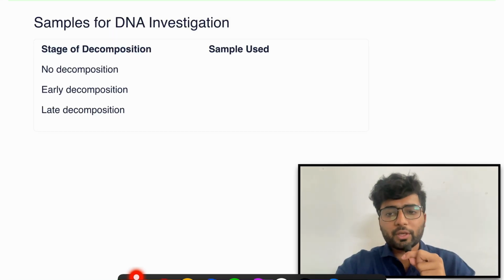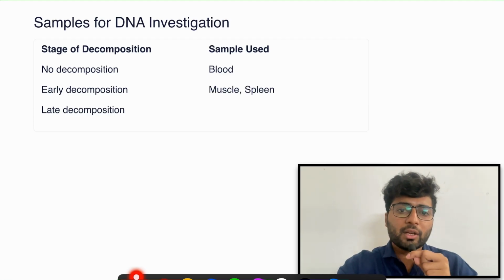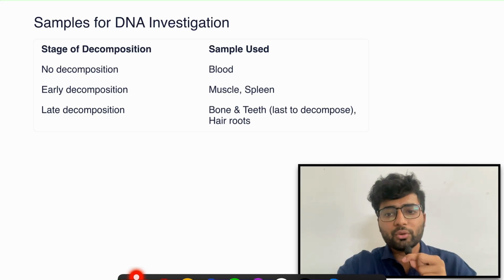Now the samples for DNA. See, if it's an early body or there is no decomposition, then the best sample to use is blood for the DNA analysis. But if there is decomposition, then we take muscle or spleen for early decomposition, and then for late decomposition, only bone or teeth or hair roots can be used.